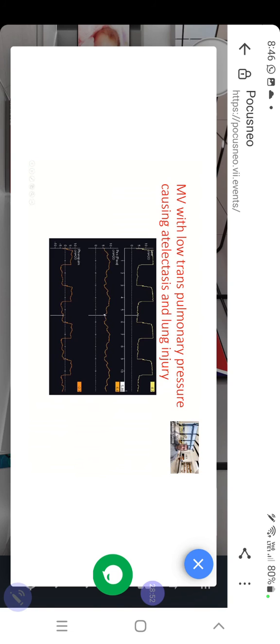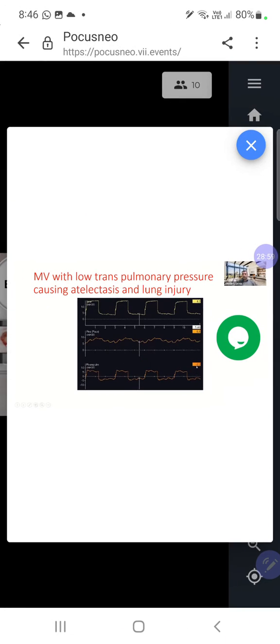Now we have PEEP of 5 or 6, and you need to increase that because you have your transmural pressure minus 2. It should be 0 or slightly above 0. And then after the PEEP increased to 10 or 11, the transmural pressure is around 1.6, slightly above 0. So now you have the lung well recruited.